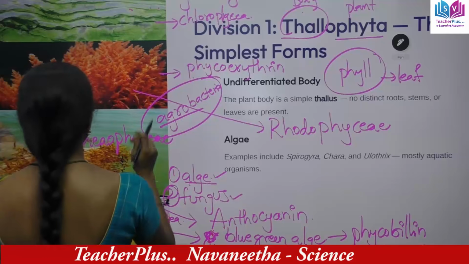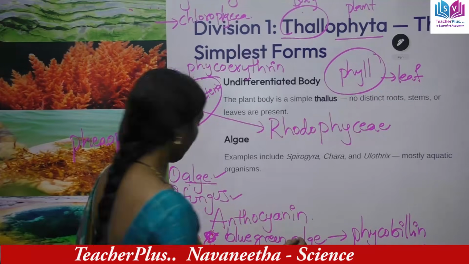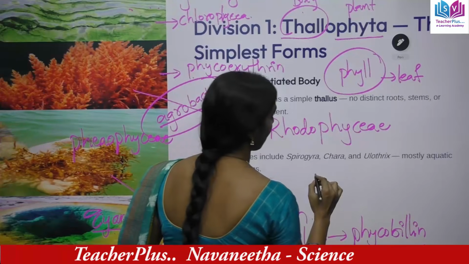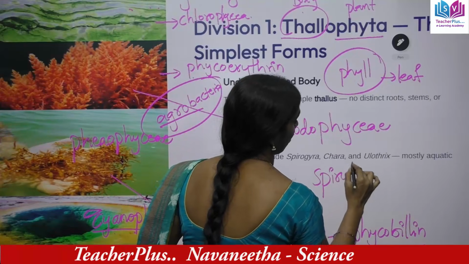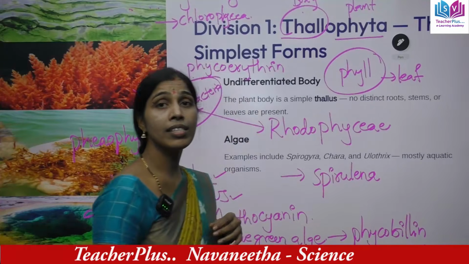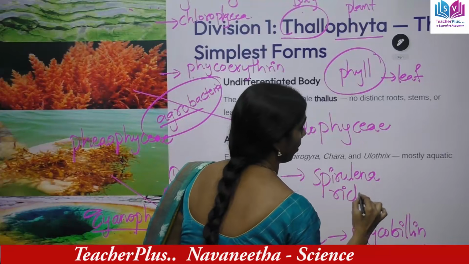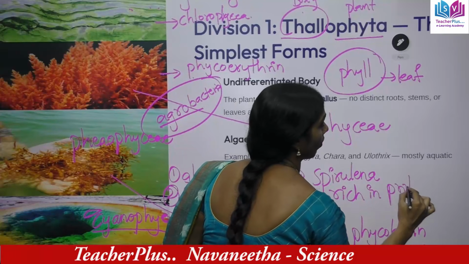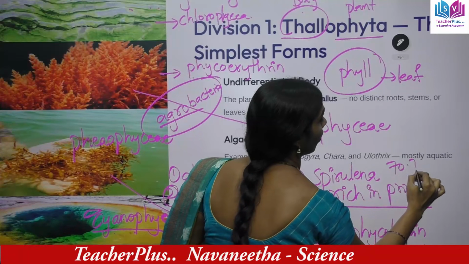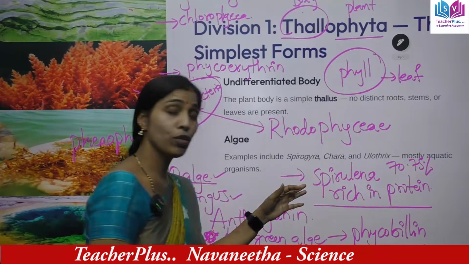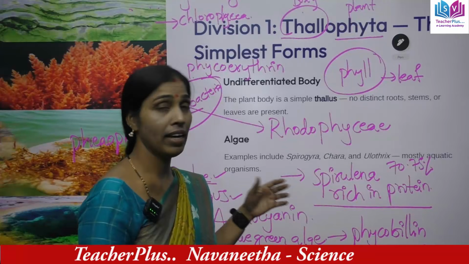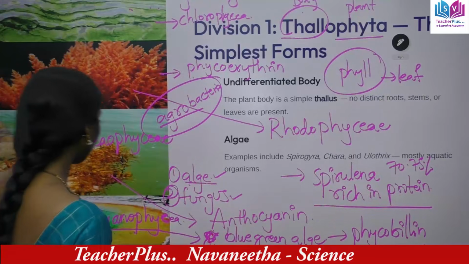Okay. Next, one more example, the best example of cyanobacteria or blue-green algae, is spirulina. This algae is rich in protein. 70 to 75% of protein is present here, and spirulina is used to make tablets, capsules and powders. Spirulina is the richest protein source. Okay, next.